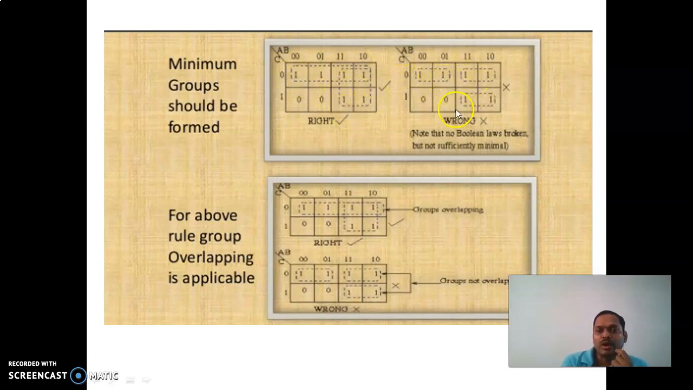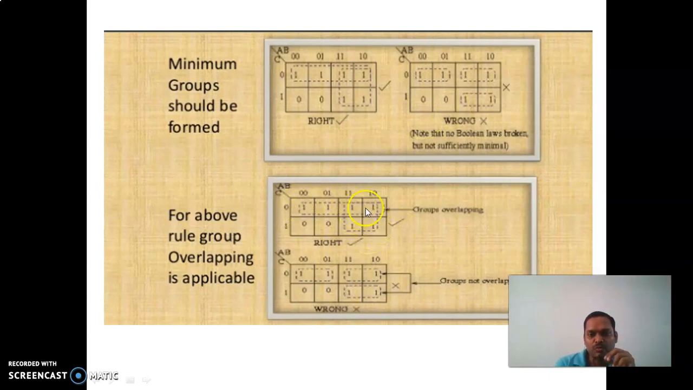And see, we can't map like this. If we have all 4s in the top and this one, we need to map. We need to group the cells. The maximum number of cells should be grouped. We can't take a minimum or an individual. If the possibility is there of grouping 4 cells, we need to group 4 cells. We can't group 2 cells and 2 cells like that. If we are grouping like that, we get more minterms, and the expression will be more complex. The main advantage of using this K-map is to minimize the given Boolean expression. So this one is the right one.